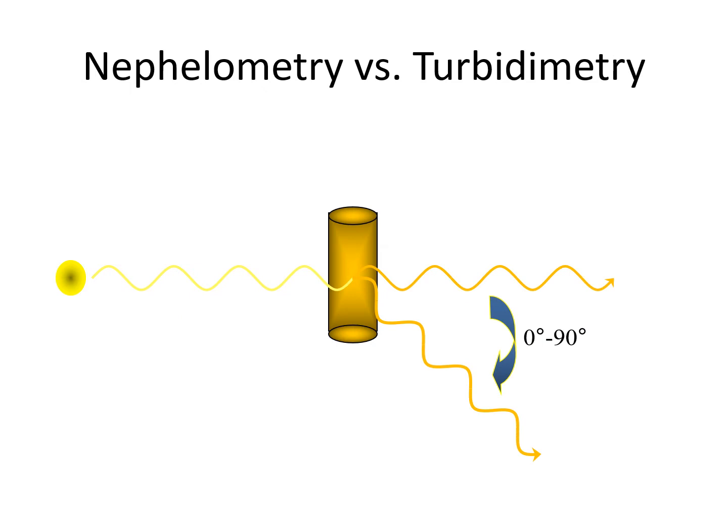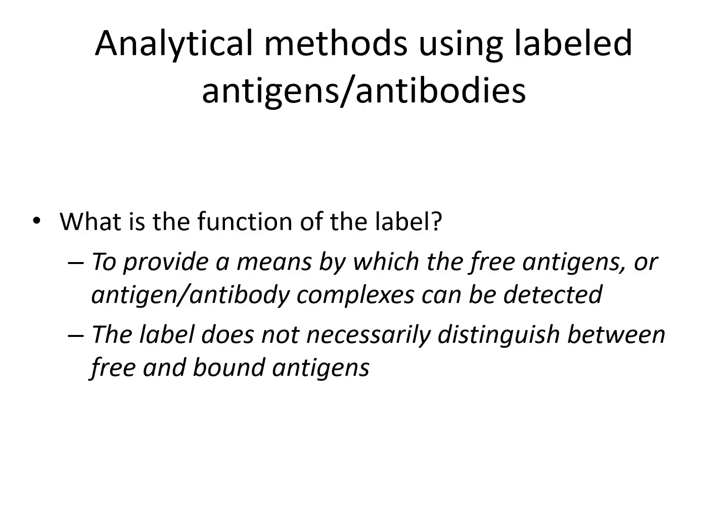The main difference between nephelometry and turbidimetry is the angle at which we do the measurement of absorbance. If we do it at 180 degrees or zero angle, then that is turbidimetry. But if you're going to take the absorbed light at a 90-degree angle, this is called nephelometry because that is scattered light.